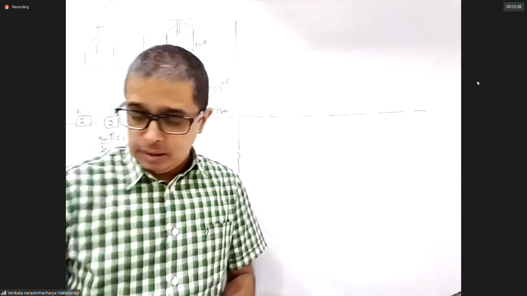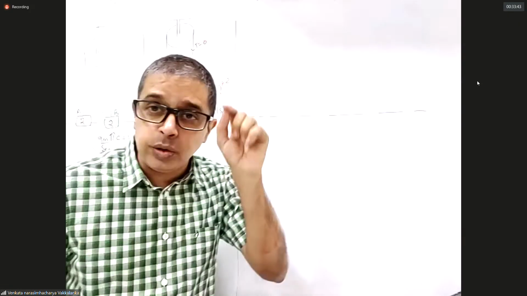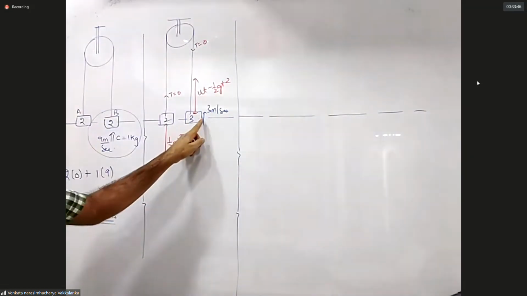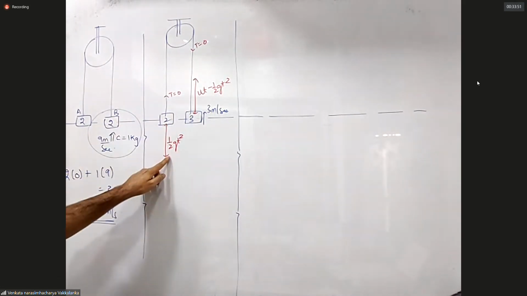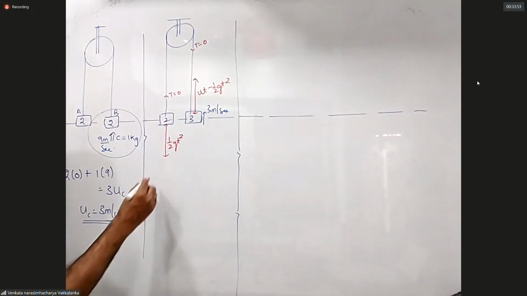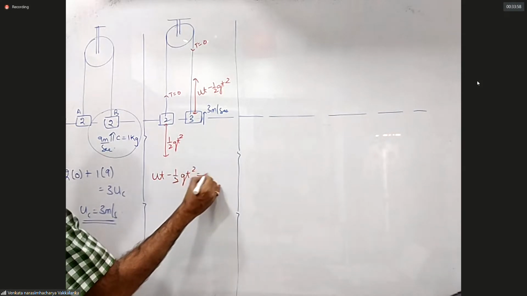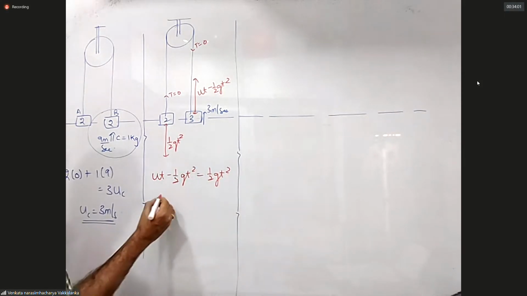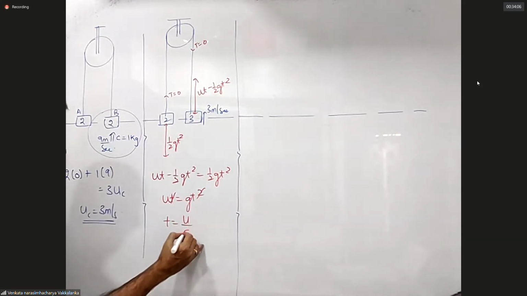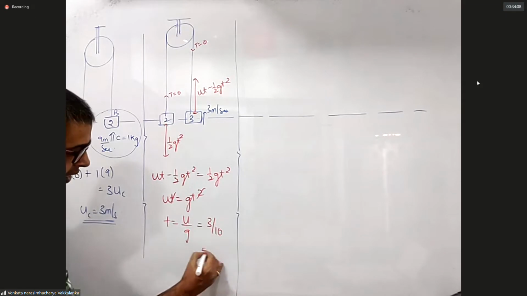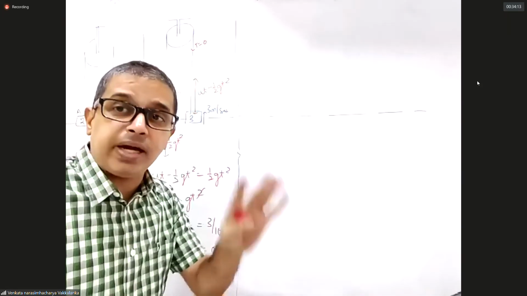Fine. Where did we stop? Have a look. Now that you gave a velocity to this, recollect you did this in Newton's laws. When will the string again become taut? When this moves by a distance and this moves by a distance which are equal, right? Ut minus half gt square is equal to half gt square. So ut is equal to gt square. T is equal to 3 by 10, 0.3 seconds. After 0.3 seconds the string will become taut.